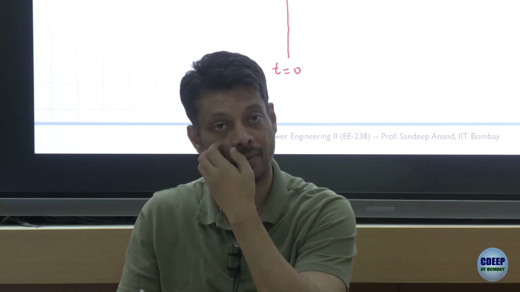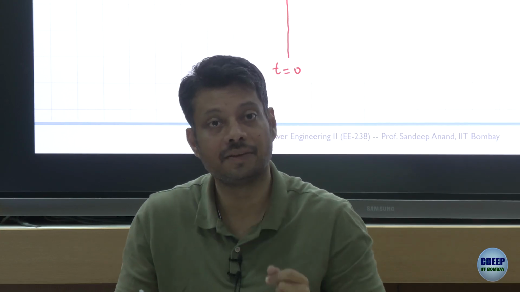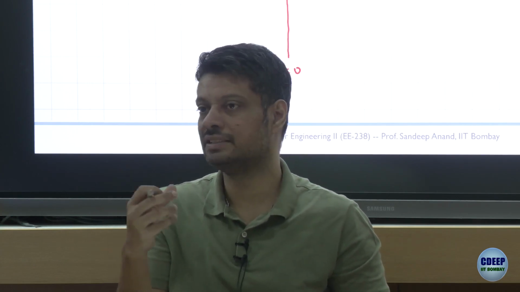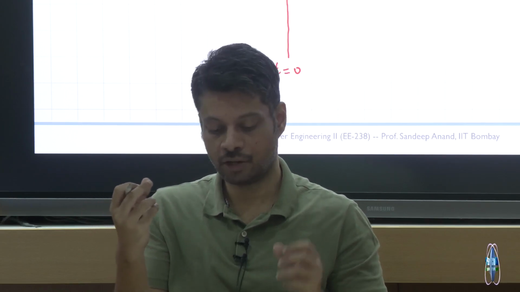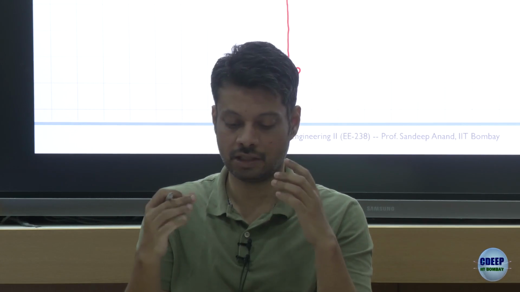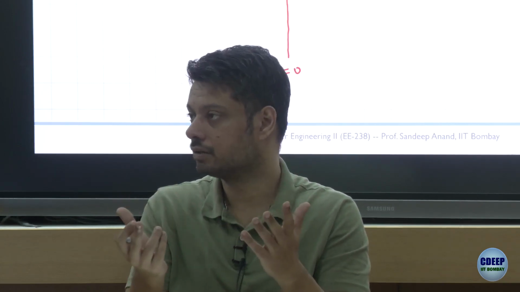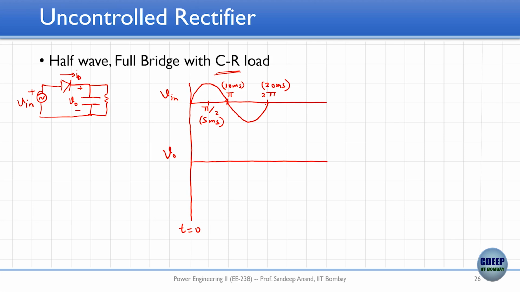It will follow the input, right? Because the output capacitor is initially discharged, the diode will turn on. As soon as the diode turns on, the input and the output are basically short-circuited, so whatever the input voltage is becomes equal to the output voltage. If the diode is on, V in is equal to V naught. So from 0 to pi by 2, the capacitor charges from the supply and the voltage increases, with the output voltage following the input voltage.